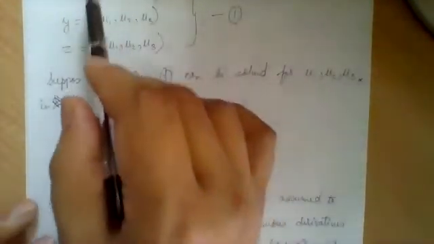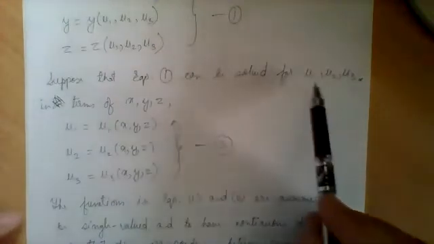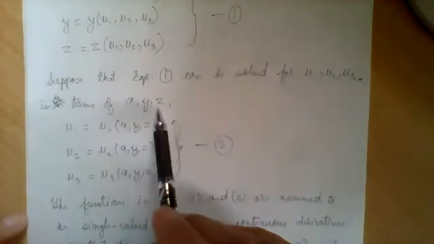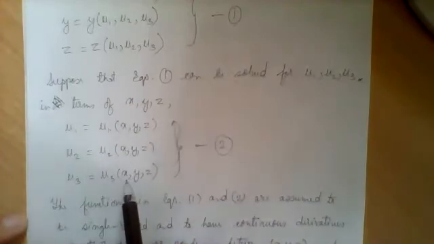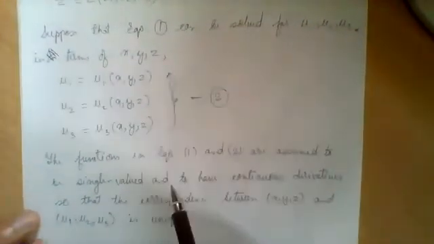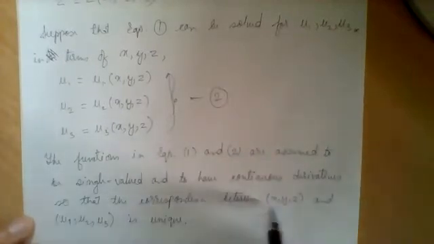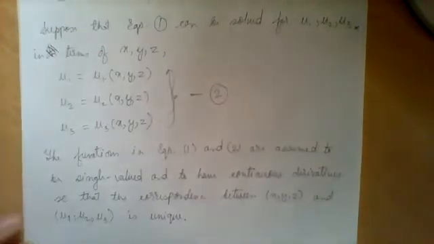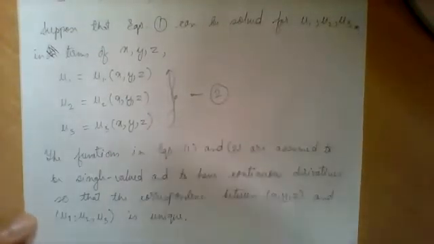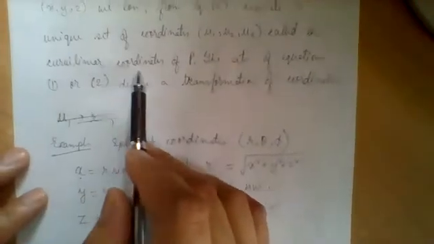Now, if we consider that this function is invertible, so that we can solve for u1, u2, u3 and write them again as functions of x, y, z. The functions in the above equations are assumed to be single valued and to have continuous derivatives, so that the correspondence between x, y, z and u1, u2, u3 is unique. We call the unique set of coordinates u1, u2, u3 the curvilinear coordinates of the point P.